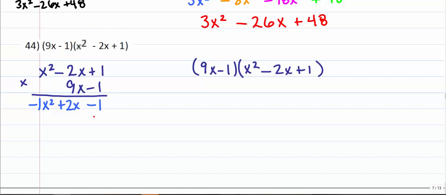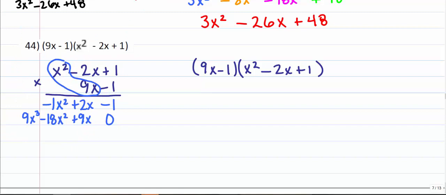Now I'm going to put a 0 as my placeholder, and I'm going to do the same thing with the 9x. So 9x times positive 1 is positive 9x. Then I'm going to do 9x times negative 2x is negative 18x squared. And then 9x times x squared would be 9x cubed. Move this over just a hair. And so now I can just add my like terms because they're already ready to go. So I end up with negative 9x cubed minus 19x squared plus 11x minus 1.